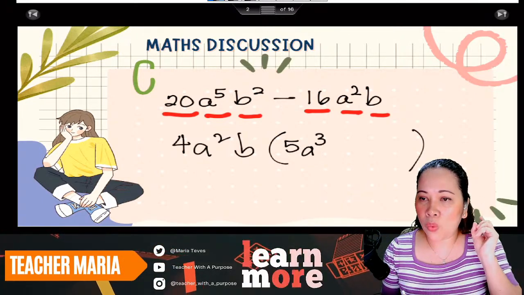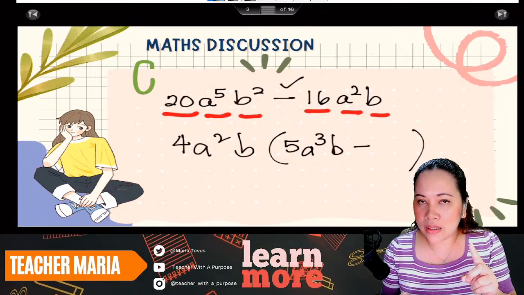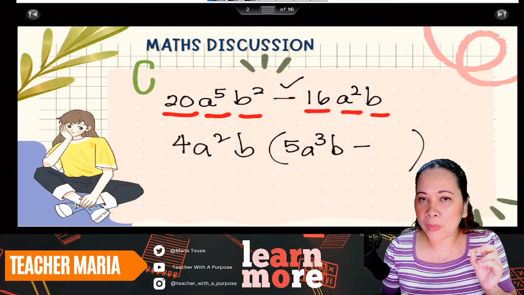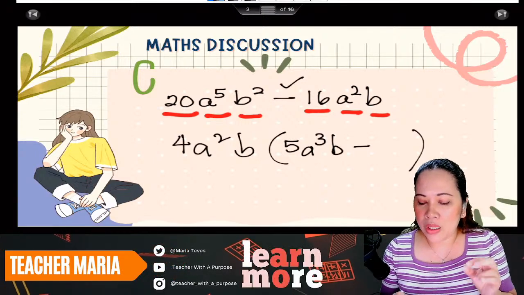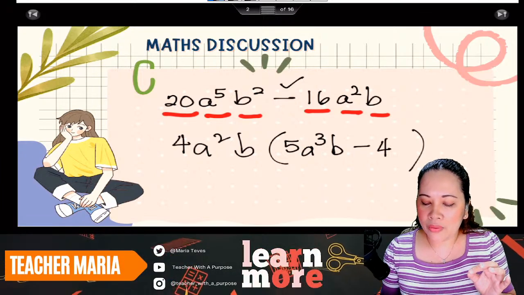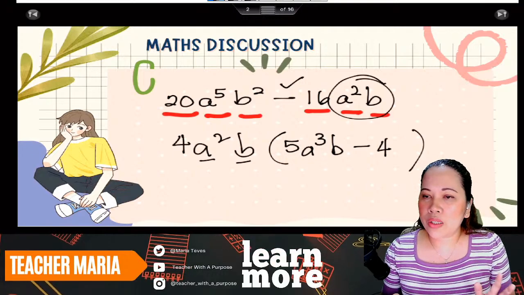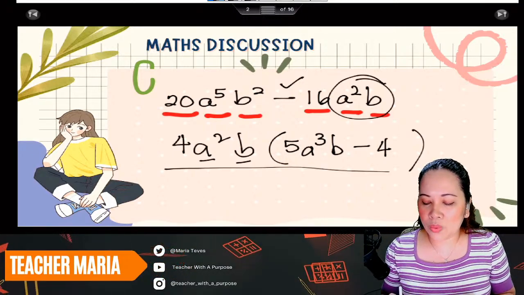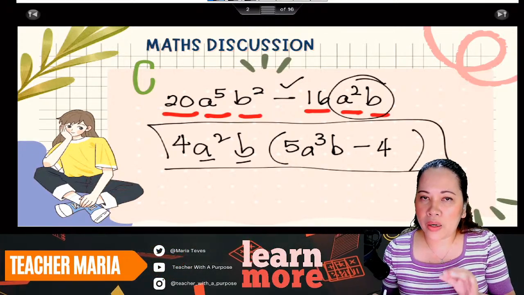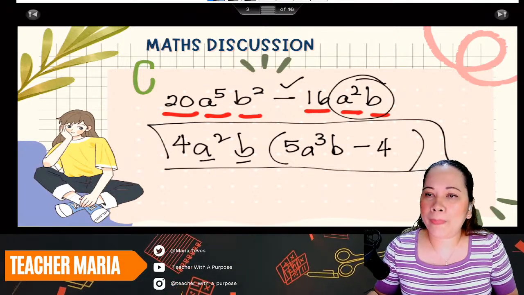Since you have taken out 1, what is left is 1 of your b, minus. That's the operation between the terms, and then 16 divided by 4 is 4. Since you have a squared and b, and that's here as well, so it's only 4. So your final answer will be 4a squared b times (5a cubed b minus 4).